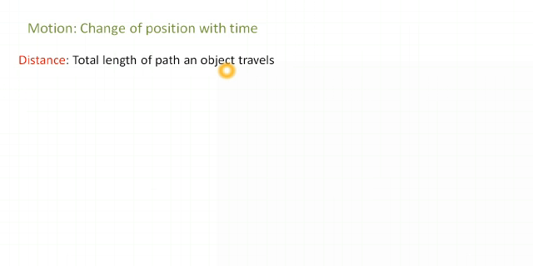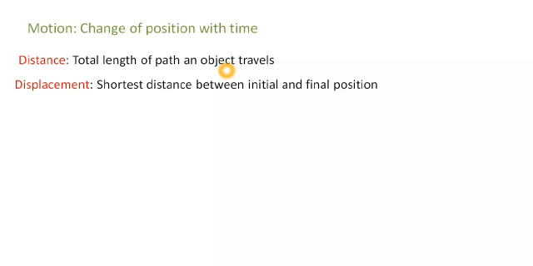So now what is displacement? Displacement is the shortest distance between initial and final position. Note this point, it is the shortest distance. That means when we talk about displacement, we are not bothered about the path which was followed to reach the final position from initial position. It is only the shortest distance from initial position to final position.